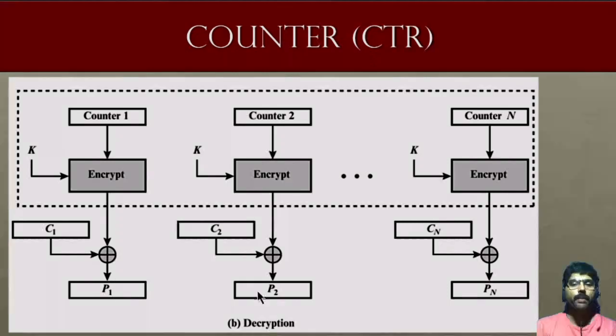In the second stage also we are doing the same thing. The second counter is encrypted, and the output is XORed with the second cipher text to get the plain text block of the second one. Like that the process continues. This is a very simple counter technique.